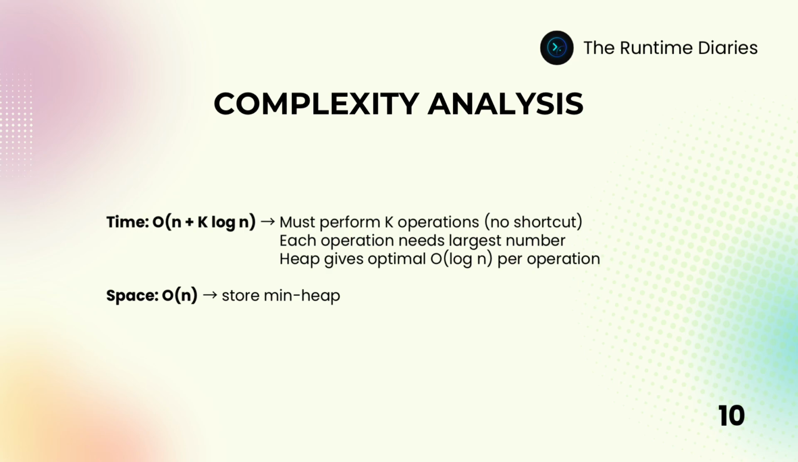Third, there's no data structure that does better than O(log n) for dynamic max extraction and insertion. Arrays take O(n) to find the max. Sorted arrays take O(n) to insert. Heaps are the sweet spot. So the final runtime is O(n) to build the heap plus O(k log n) for k operations. The total here is O(n + k log n). The space complexity is O(n) for storing the heap. This is the best we can do asymptotically. You cannot improve on this without changing the problem.